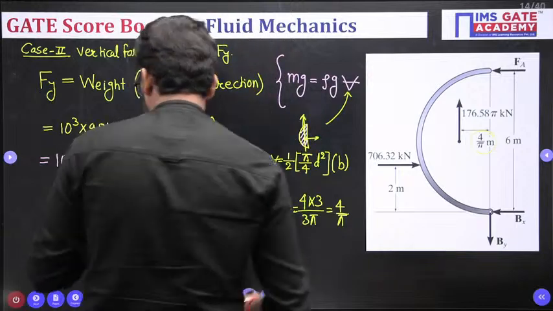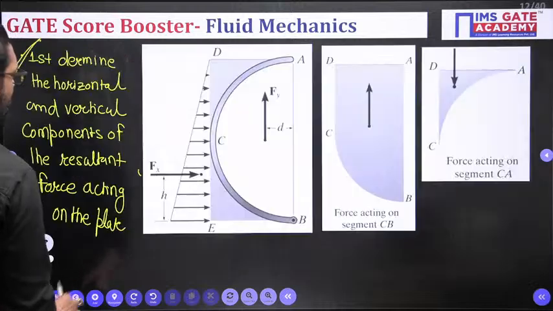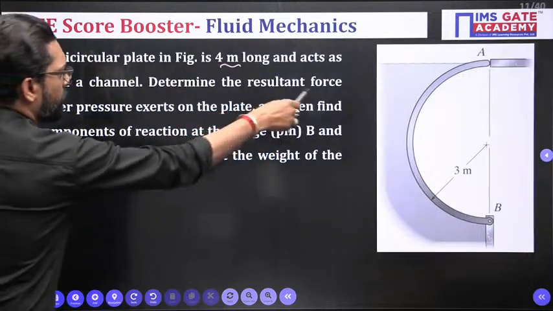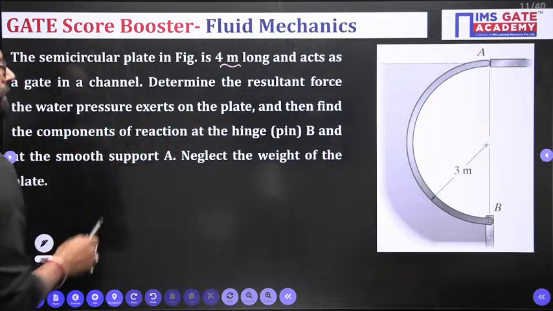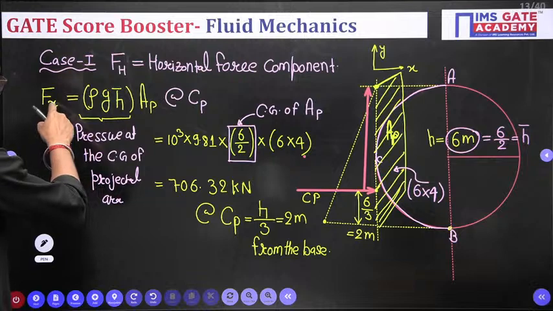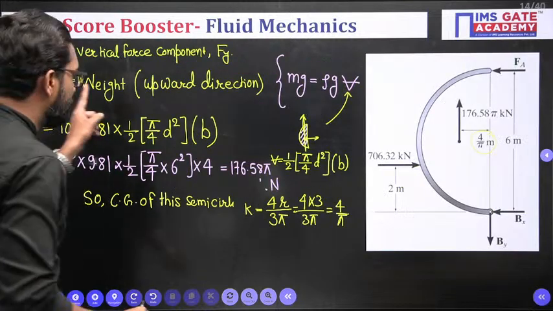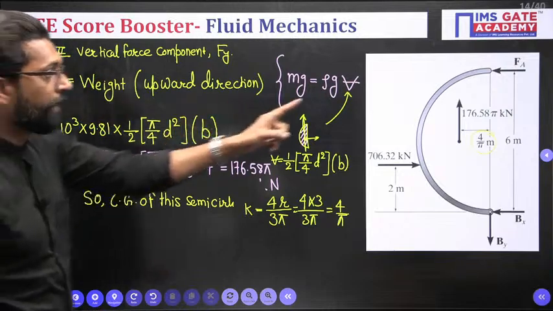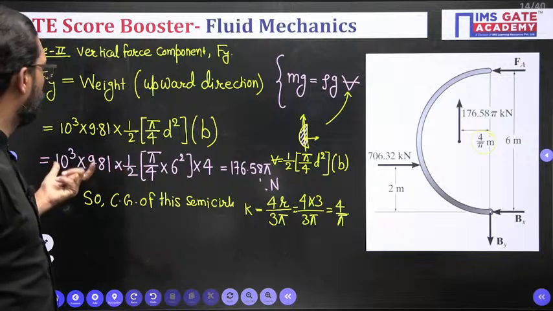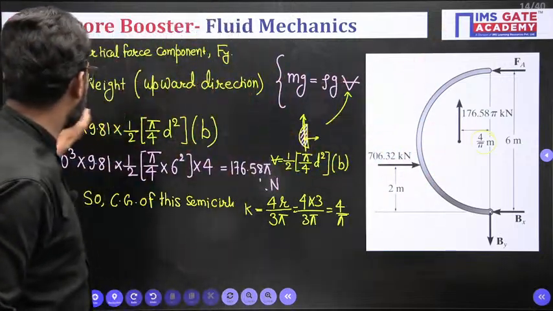So if you draw it, what is the result? What they are asking is the resultant force of the water pressure. So what is the resultant force? This is the horizontal force, and this is your vertical force. If the weight of the ring is given, just subtract this value. This is the value which is holding, and the direction is upward.